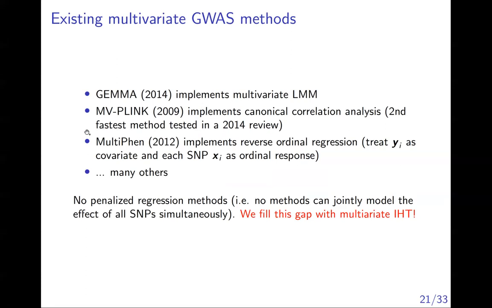And by the way, we did not compare against the fastest method because the fastest method was an older version of Gemma. It implements some Bayesian method. And of course, there are a bunch of other ones. But it turns out that all of these methods consider the SNP by SNP association model, right? There is no method that does penalized regression. So I think our second main contribution is that we present a penalized regression method for multivariate GWAS.